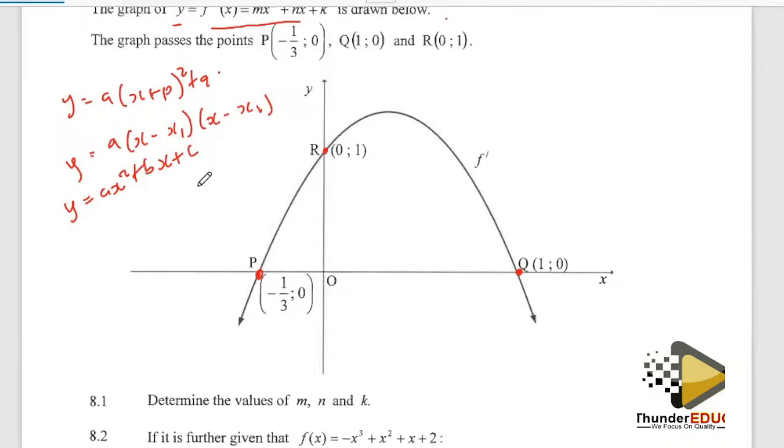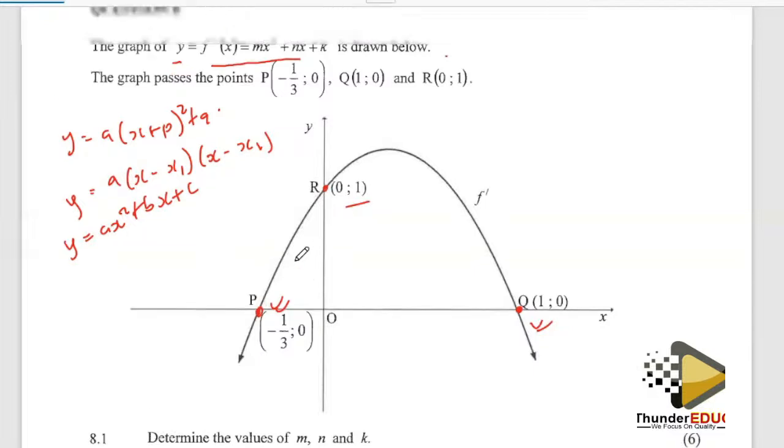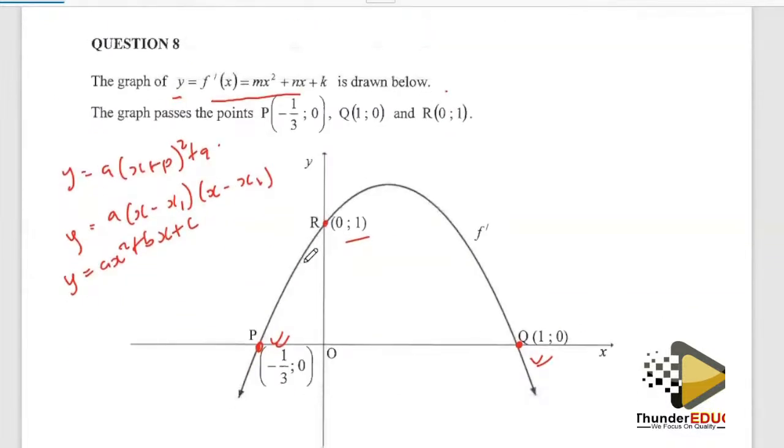So in this case, we have points. We have our intercepts. We have this as an intercept. Then we also have that as an intercept. So I think we can use the intercept format, and then use this coordinate or these coordinates to find whatever is missing. So what I'm going to do, since I'm looking at the intercept, y is equal to a, x minus x1, x minus x2.